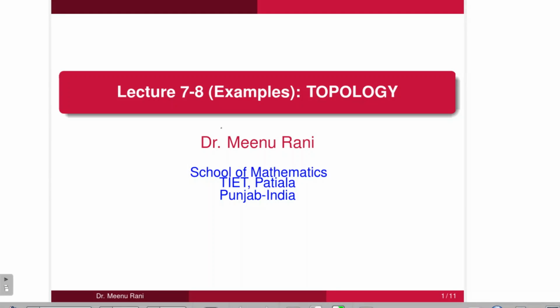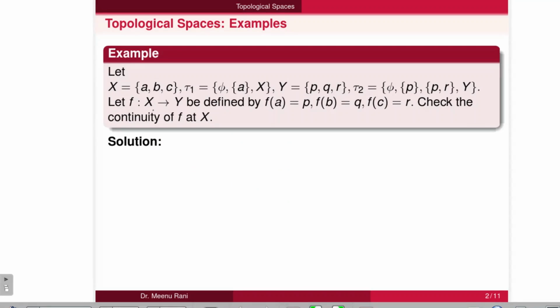Hello students, in this lecture we will discuss some other results and examples based on continuity and homeomorphism. In the first example, let X be a set and Tau1 a topology on X, and Y another set and Tau2 a topology on Y, and F a function from X to Y defined by A mapping to P, B mapping to Q and C mapping to R. Then check the continuity of F at set X.